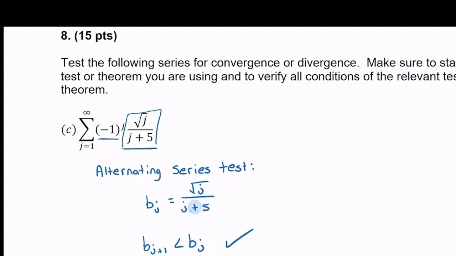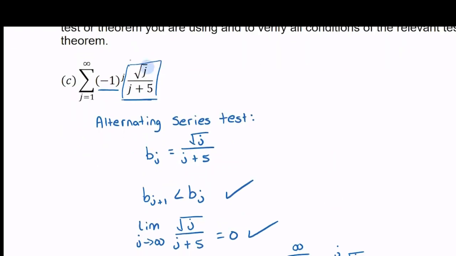We can see clearly here the denominator will get bigger faster than the numerator, which is why it is a decreasing function. But if you prefer, you can take the derivative to show it's negative, and that will also show that it's a decreasing function. The second condition is take the limit at infinity and make sure the limit is equal to 0. You could use L'Hopital's rule, but here the degree of the numerator is 1 over 2. The degree of the denominator is a 1. Because the numerator is smaller than the denominator, we know the limit will equal 0. So we've satisfied both conditions. Therefore, by the alternating series test, our original series must be convergent.